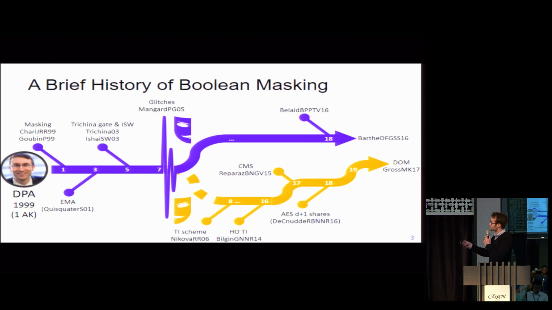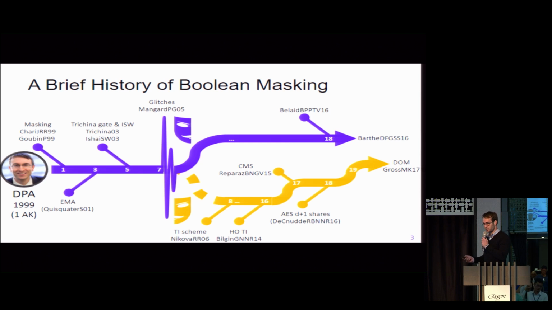Since this doesn't affect the software world so much, the research in this area continued more or less as before. So there were a lot of papers here, but I'm only going to reference the one that we actually used, which is the Eurocrypt 2016 paper of Belaid et al. And Barthe et al.'s bounded moment leakage paper.